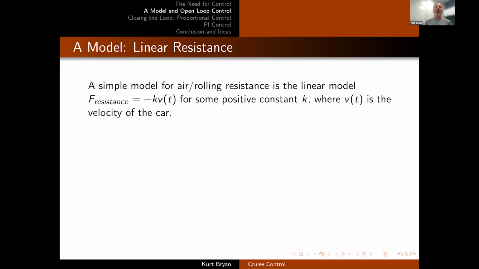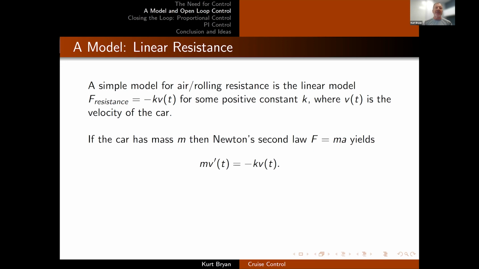Now I'm going to go for the moment with the simplest possible model where we have linear air resistance. Now you might say, isn't quadratic more realistic? Well, yes, I'll talk about that in a little bit, but let me just go with linear for the moment. The force of air resistance is proportional and opposed to the velocity of the car. If the car has mass m, then Newton's second law, F equals ma, yields that simple differential equation there.